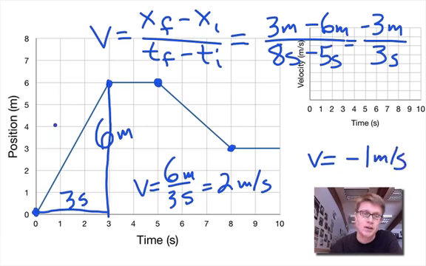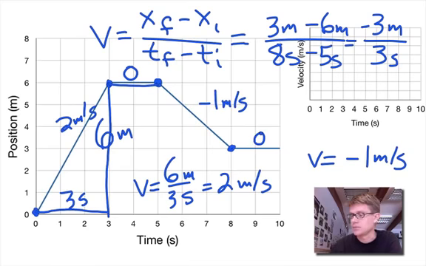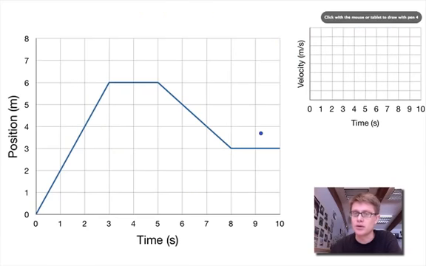And so our speed here was 2 meters per second. Our speed here is 0 because the man's not moving again. And then down here it's negative 1 meter per second. And then finally it's 0 again. And so if we clear this off, again, our goal was to be able to graph that.